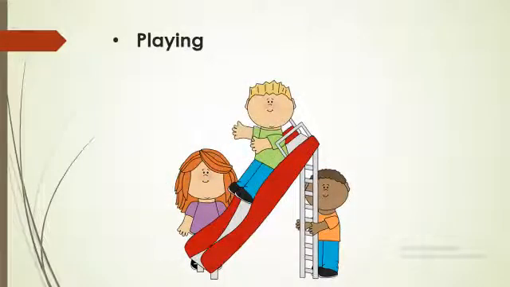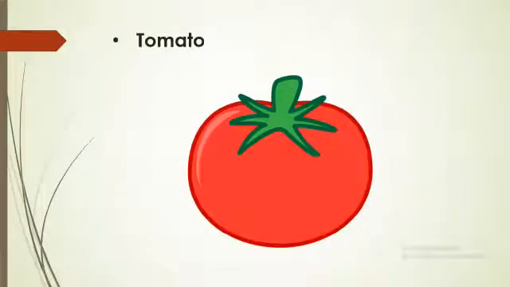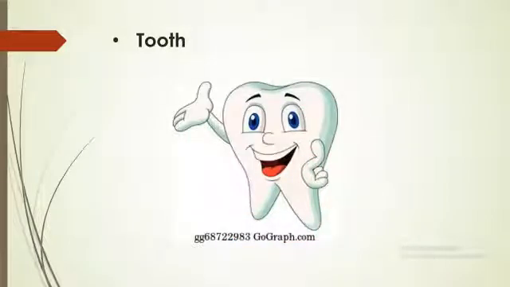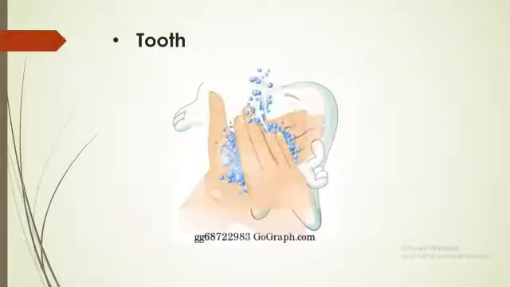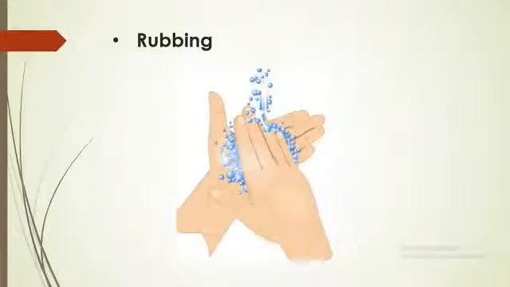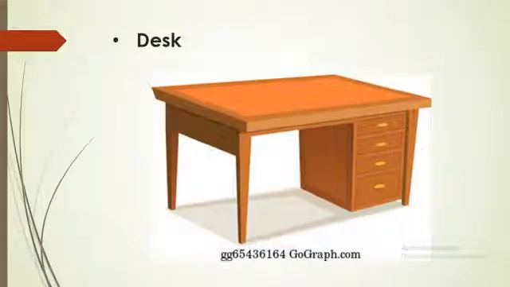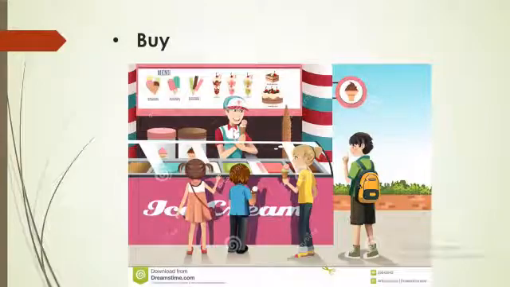Next is playing. Some action is happening here. Next word is tomato. Name of a thing. Wow. A happy tooth. This word is tooth. Rubbing. The hands are rubbing. Desk. Buy. The children are buying ice cream.